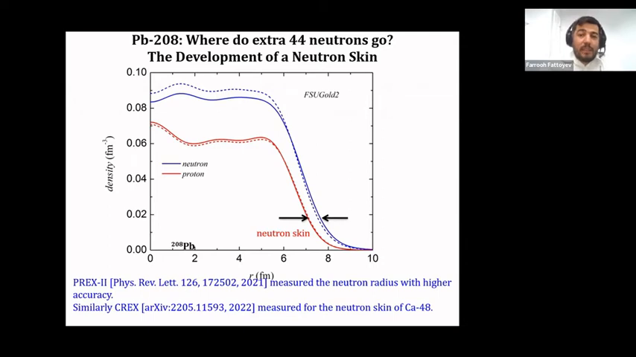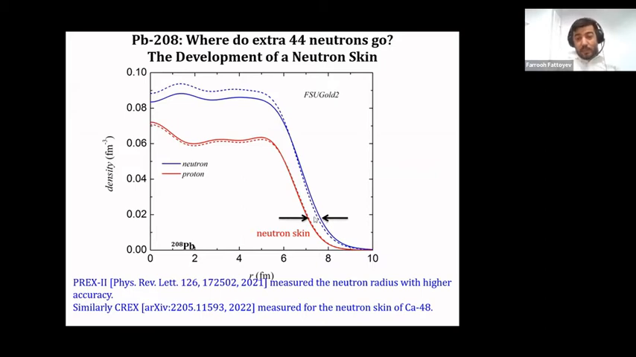It turns out that the neutron pressure is slightly larger than the proton pressure. As a result, it pushes these 44 neutrons out to the outer layers of the nucleus, and the very outermost region of the lead nucleus is made of pure neutron matter. We call that region a neutron skin. And the size of the neutron skin is very much correlated to the pressure of pure neutron matter. If the pressure is very large, the size will also be very large. If the pressure is small, the size will also be small.